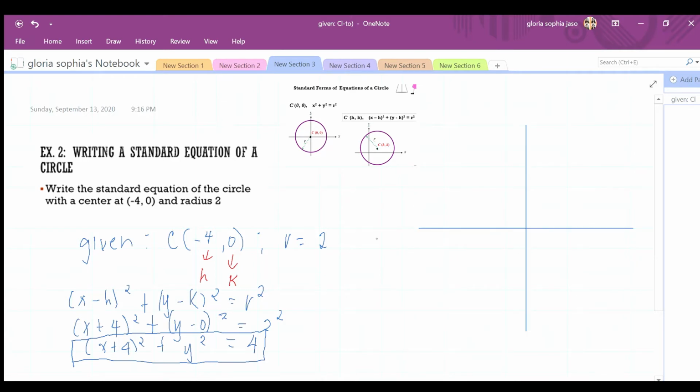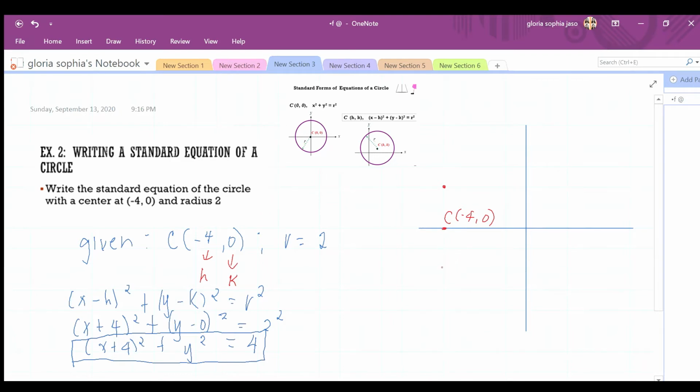Ayan. So, first thing to do, class, is, syempre, draw muna natin yung Cartesian plane natin. Tapos, locate natin yung center natin. So, -4, 0. So, 1, 2, 3, 4. Ayan. So, center is at -4, 0. Tapos, from the center, magmumove tayo ng 2 units upward. Ayan. So, 1, 2. Then, 2 units downward.